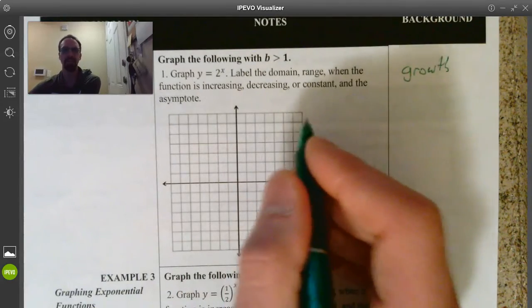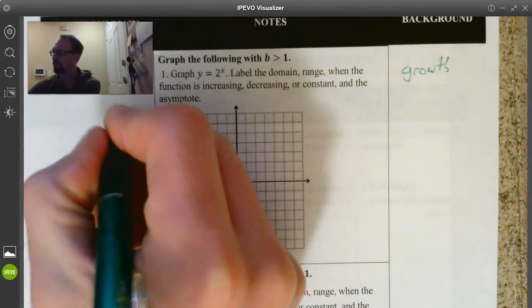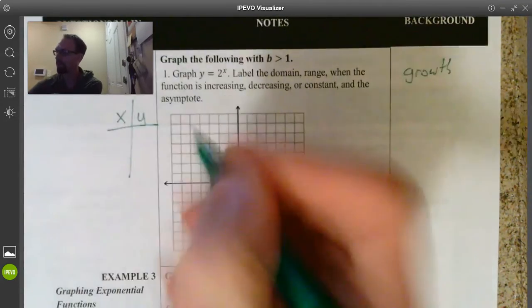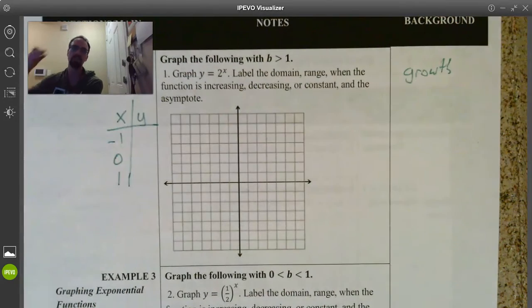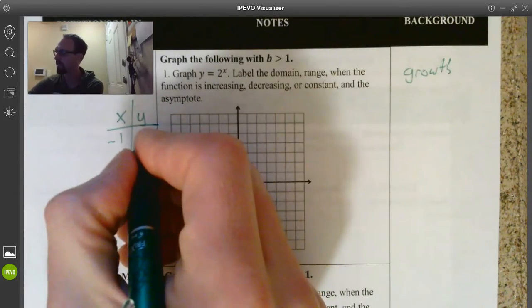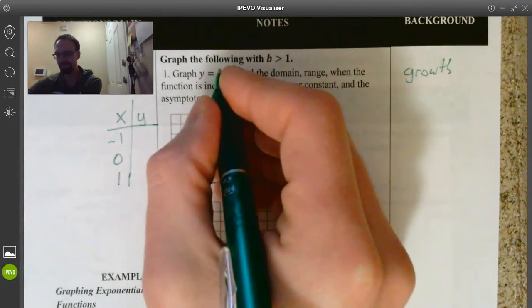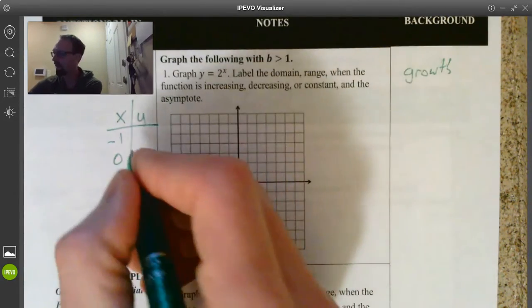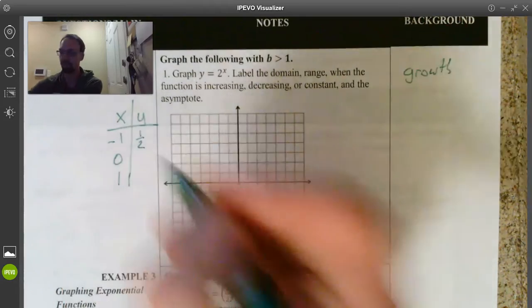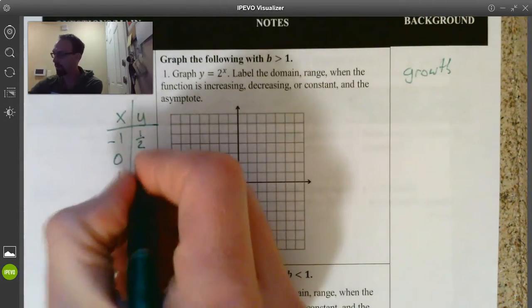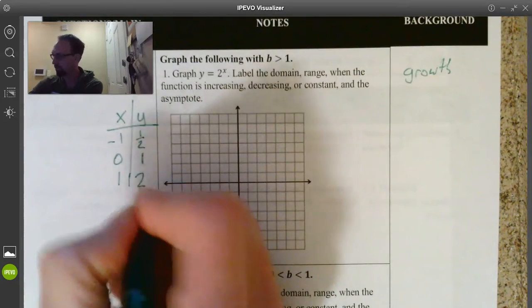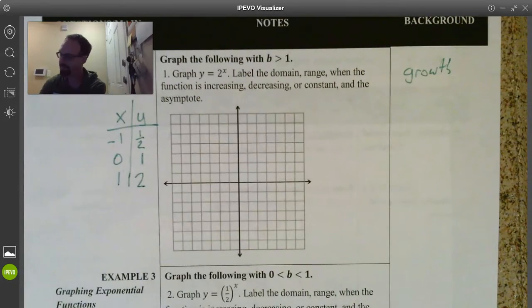So here, if I think about what's happening, well, a simple t-chart with some x and y values gives us a really good understanding of what's happening. And I'm going to use -1, 0, and 1. We're going to keep that consistent for part of this. -1, if I take 2 to the negative first power, well, that just turns this into the reciprocal, so I get 1/2. Anything to a power of 0 is 1, and then this will just be whatever my base is.